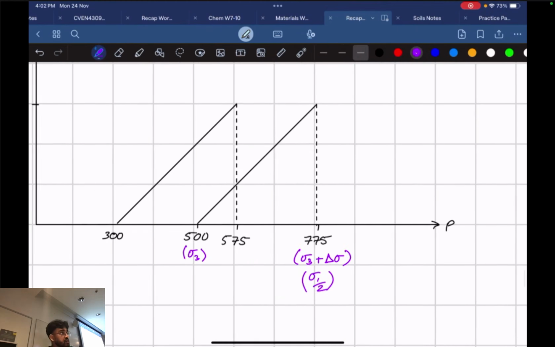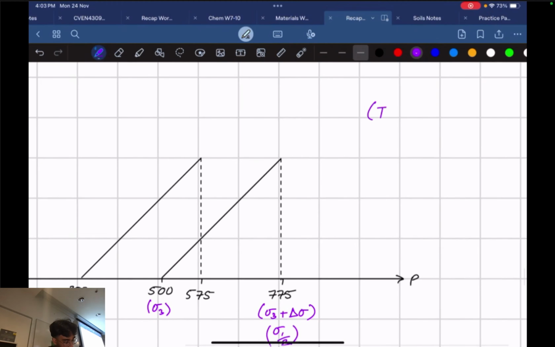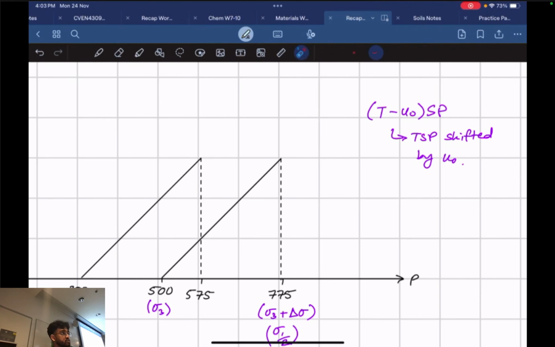Okay. Now, T minus U0 of SP. This is just your TSP shifted by U0, U0 being our back pressure. In this case, they gave us a back pressure of 200 kPa, so I'm going to have to shift everything to the left by 200 kPa. This value I shifted to the left by 200 kPa. This one I also shifted to the left by 200 kPa. So this difference here is my U0.